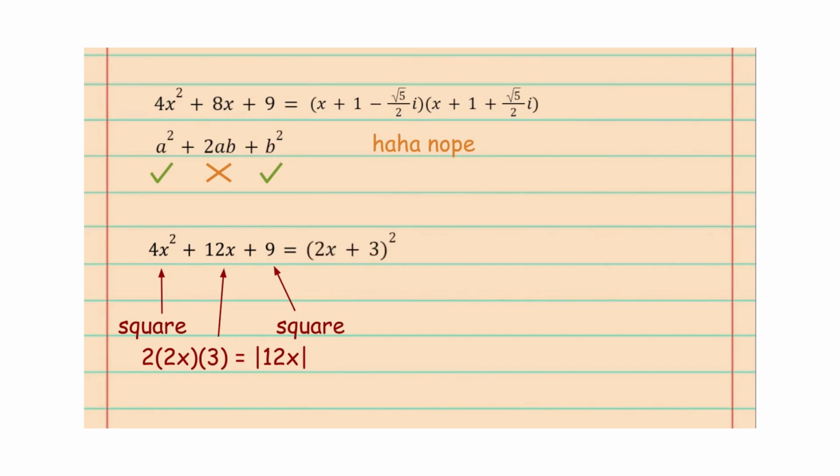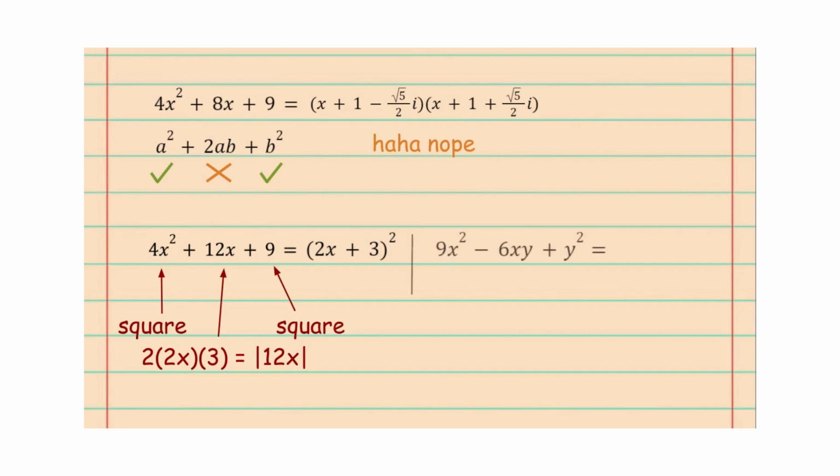2x plus 3 quantity squared. That's a plus b quantity squared. Now, why do I have a plus sign here rather than a minus? Well, look at that coefficient of 12x, and that's all you need to know. If this is a plus, that's going to be a plus. If this were a minus, that would be a minus.